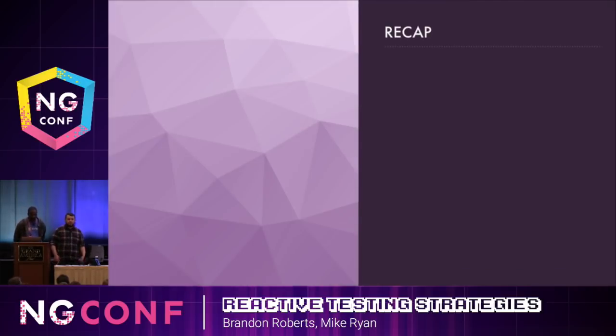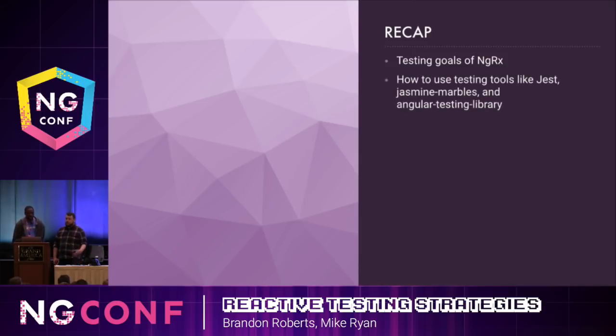So let's recap some of the things that we've learned today about testing a reactive application with NgRx. NgRx is designed to make testing easier, and that's because of the quality that we want to produce. We also learned how to use some testing tools like Jest, Jasmine Marbles, and Angular testing library to make writing tests really fast and to keep them running fast. We also showed you a few strategies for writing unit tests for reducers, effects, and components. Hopefully this will help you be more productive when testing your NgRx applications.